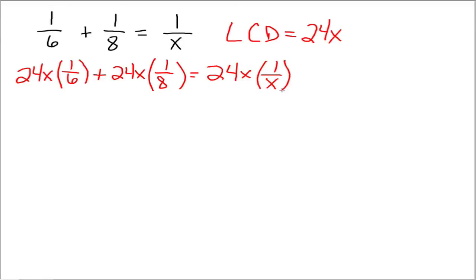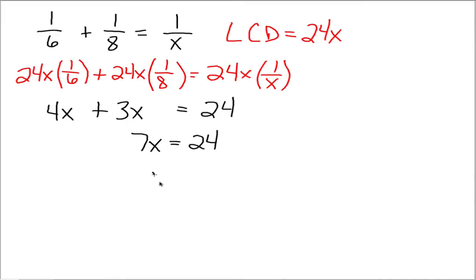And the reason why we do that is because now each of these fractions go away. 6 goes into 24x, leaving behind 4x. Plus 8 goes into 24 3 times and leaves behind 3 times x times 1, which is just 3x, equals, these x's disappear and you're left with 24 times 1, which is just 24. Combine the 4x and the 3x to get 7x. Equals 24, and then divide by 7 and you get 24 sevenths. So the solution is 24 sevenths.